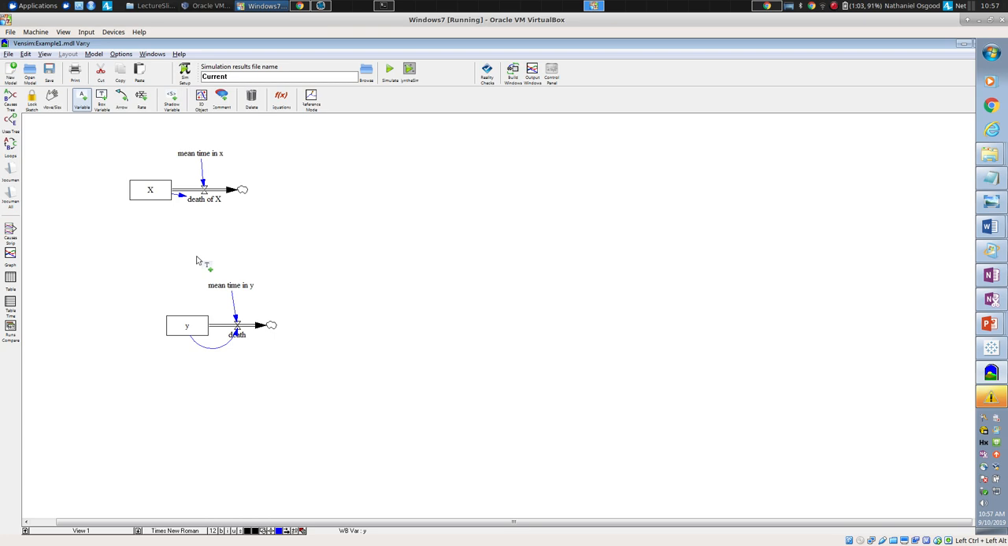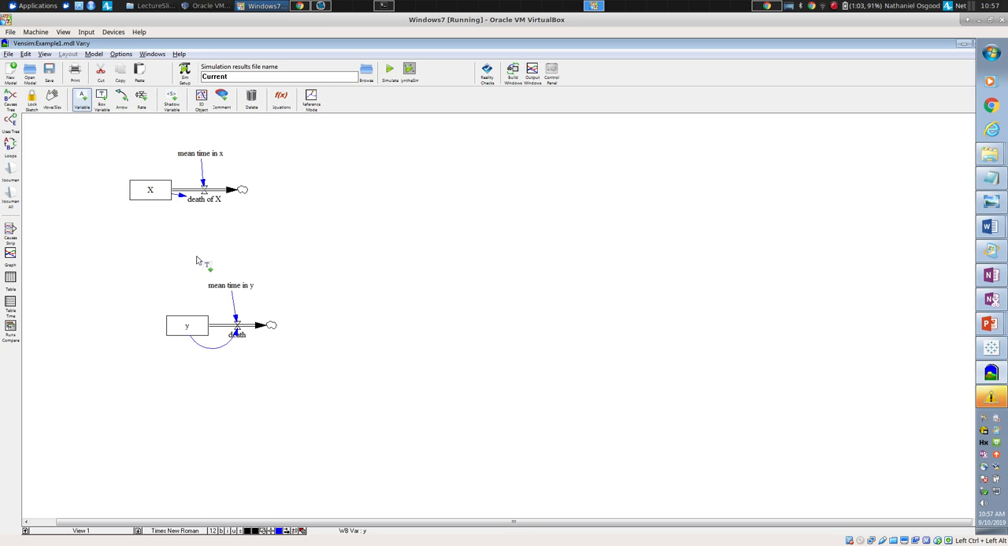So the units of the flow have to be the units of a stock divided by time, okay? Or the dimensions of the stock divided by time. So if the stock is people, the flow will be people per unit time. If the stock is dollars, the flow is dollars per unit time, right? It's got to be that way.